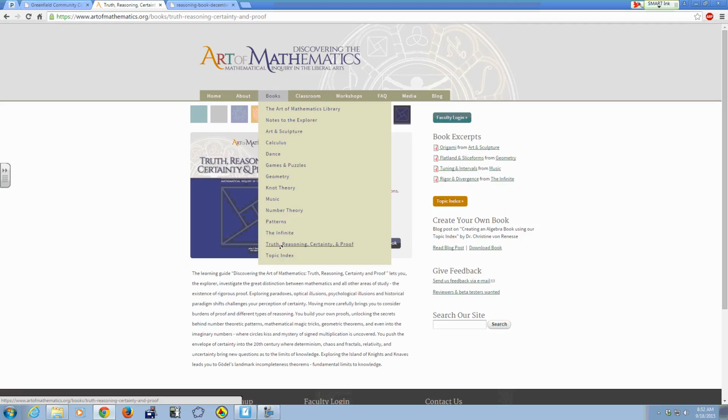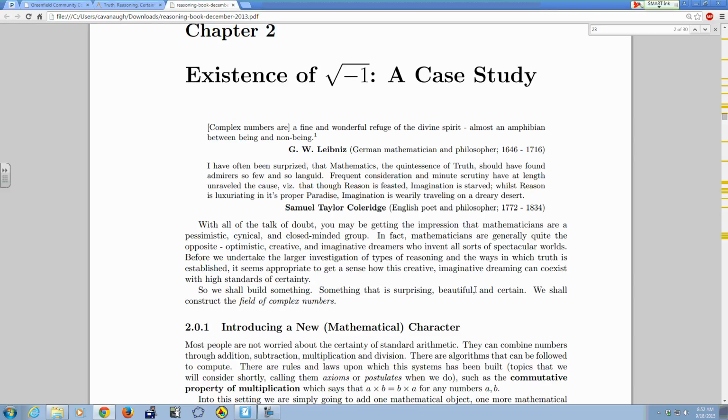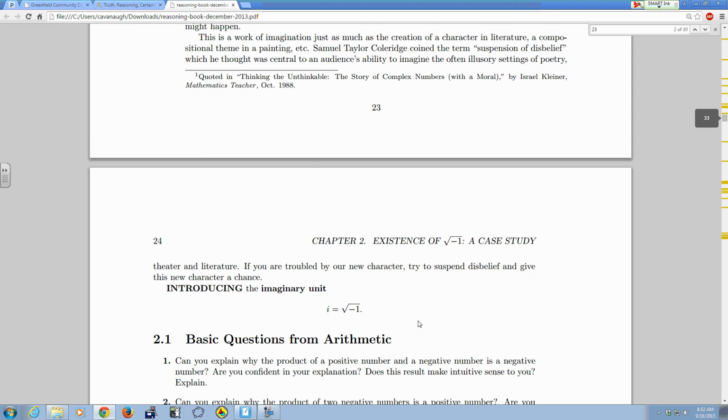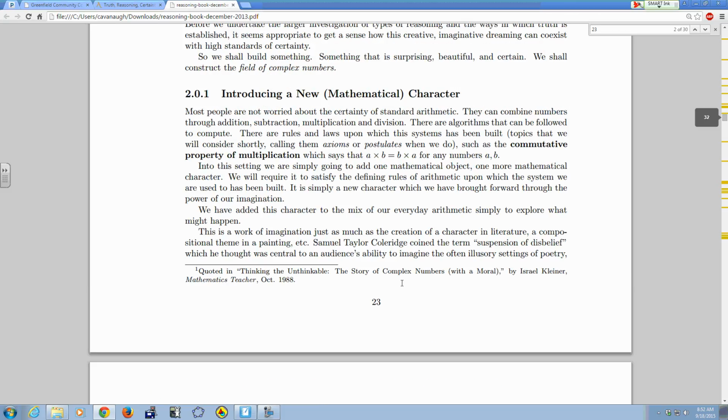But this book here, Truth, Reasoning, Certainty, and Proof, if I turn to page 21, they have a whole chapter, about 20-something pages long, on the square root of -1. And what's really interesting, I know you don't think maybe that this could be interesting, and this is what I'm asking you to do, to think about this. I'm just going to read this to you.